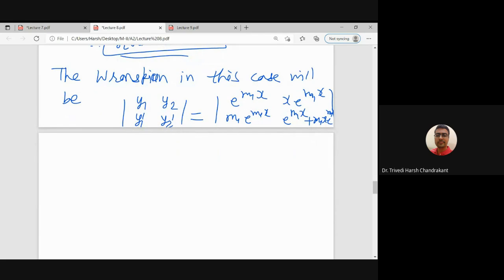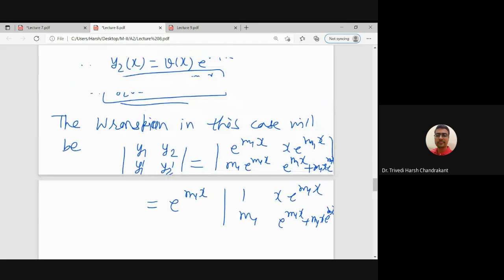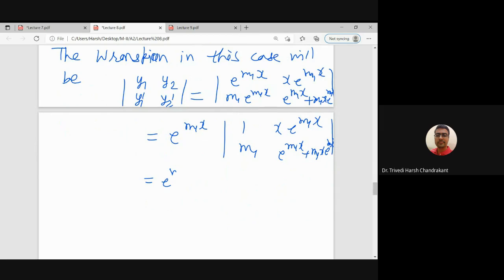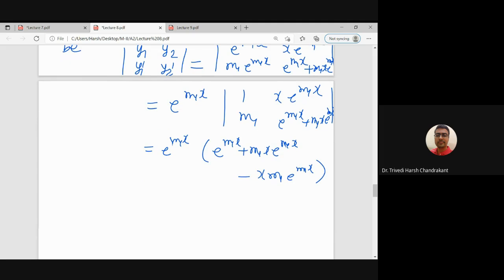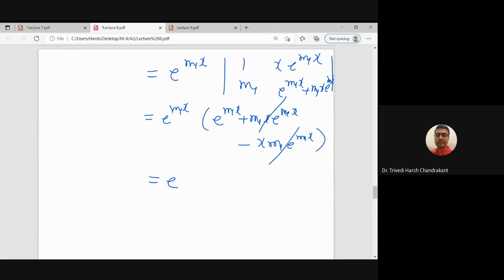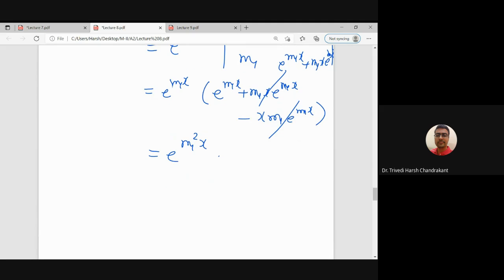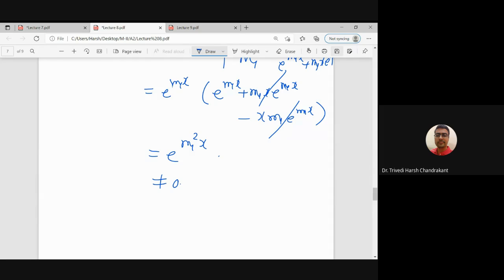So what will be this determinant? We can take e power m1x common from the first column. So this will be 1, m1, x, e power m1x. Now this will be e power m1x times (e power m1x plus m1x e power m1x minus x m1 e power m1x). These two terms cancel out. Finally, we get e power m1 square x. And we know that this function is always a non-zero function.